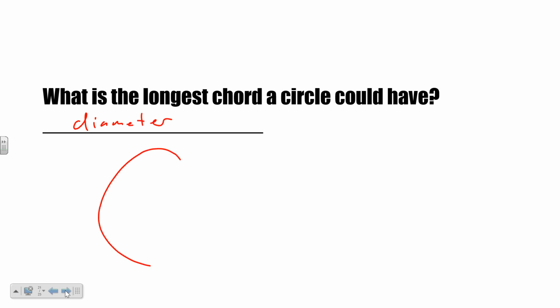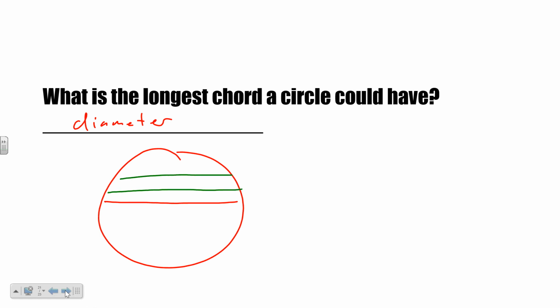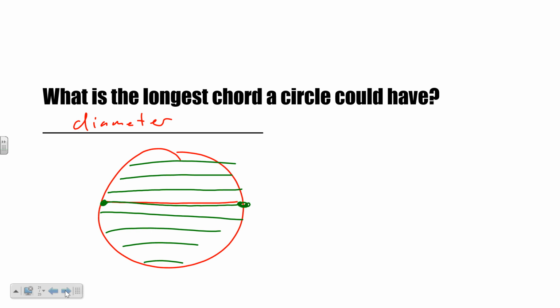If you look at a circle, that's the widest it could be. If I start moving this up, it gets smaller and smaller and smaller. If I start moving it down, we get smaller, smaller, smaller. So the longest chord you could have is the diameter, assuming you draw a perfect circle, which this is not.